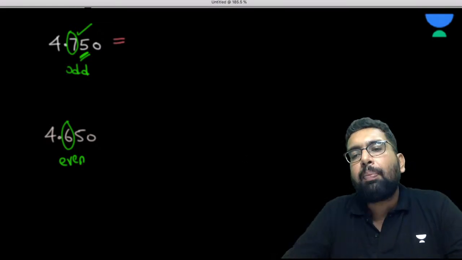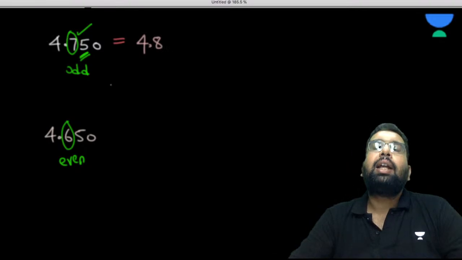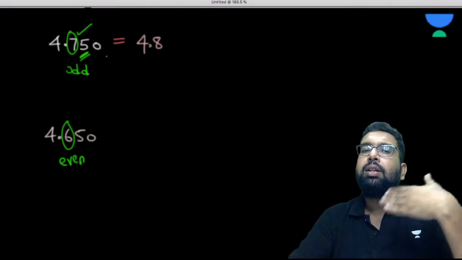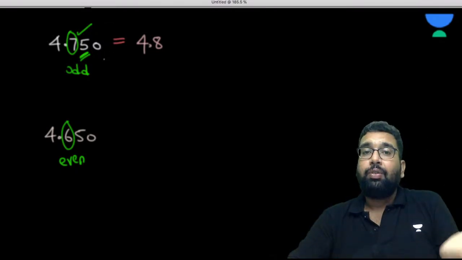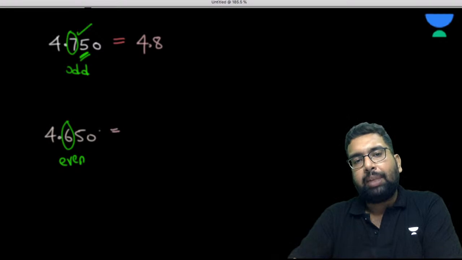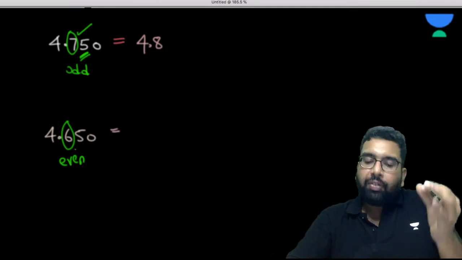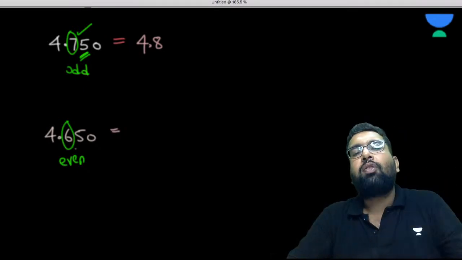We are going to write it as 4.8. Why, sir, are we writing it as 4.8? Because after 5 there is a 0, so we need to check the digit before 5. When we check, it is odd, so it becomes 4.8. Now similarly here, what is the rule? If it is odd, we have to increase it. If it is even, we keep it that way only.